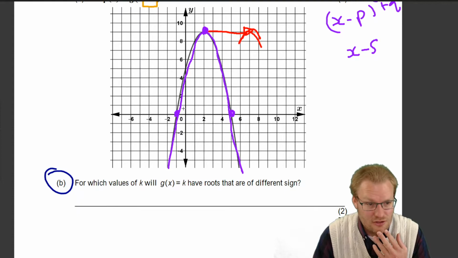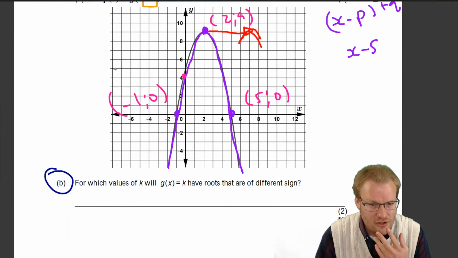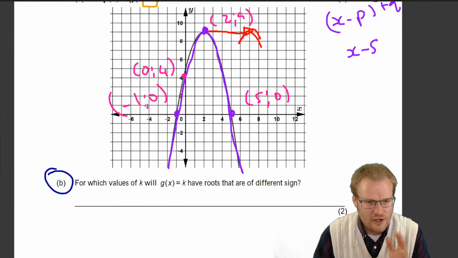Here's one root. The one root is -1 because that's an x-intercept. And the other root is 5, 0. And we've got a turning point up here at 2, 9 by the looks of it. And we've got this value here at 0, 4. So our two roots are of different sign. So g of x equals k.